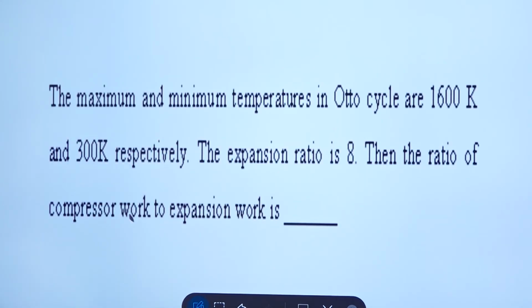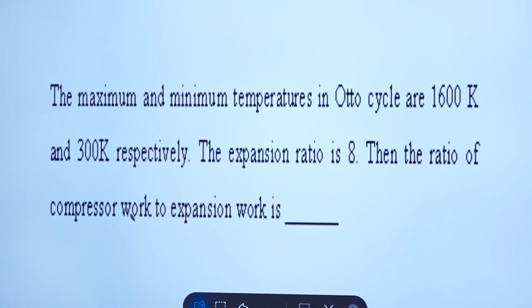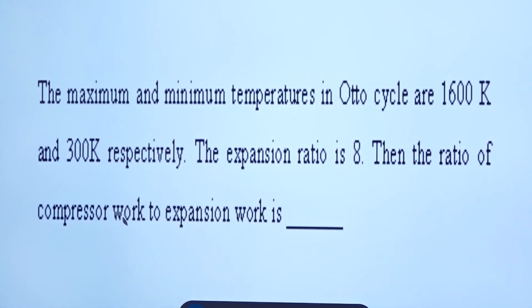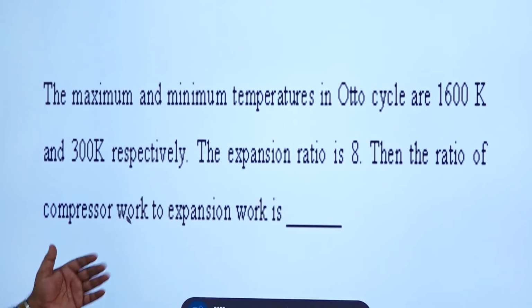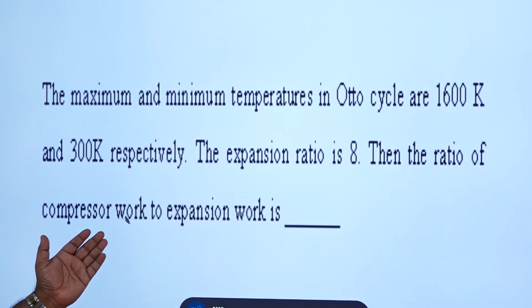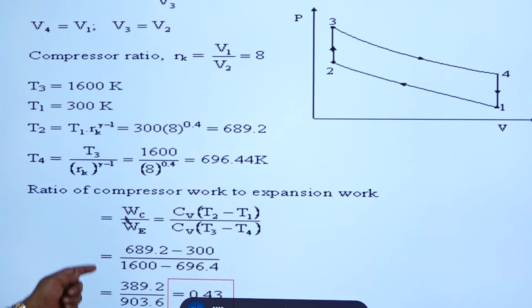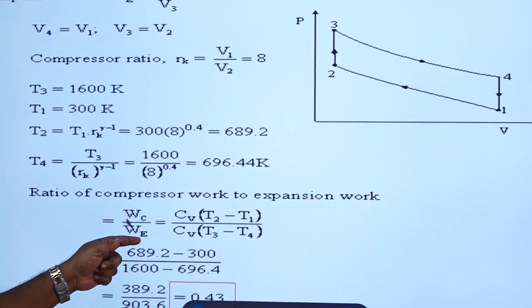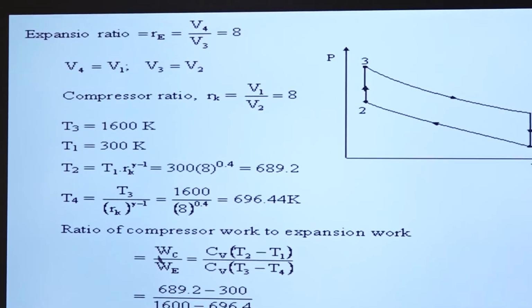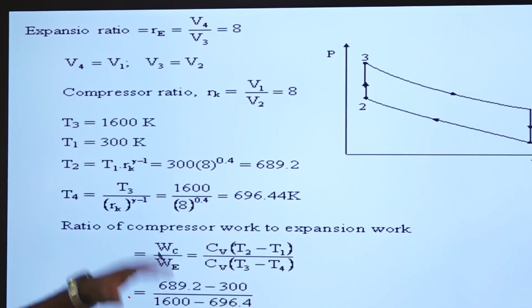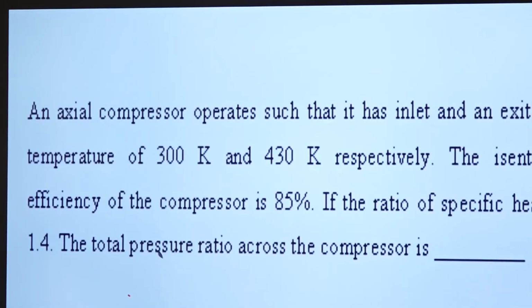The next is the maximum and minimum temperatures are given to you in an Otto cycle. The expansion ratio is given. Then the ratio of compressor work to expansion work. This is already something we have seen. So the ratio of compressor work to expansion work is based on the PV diagram. Already we have seen this.